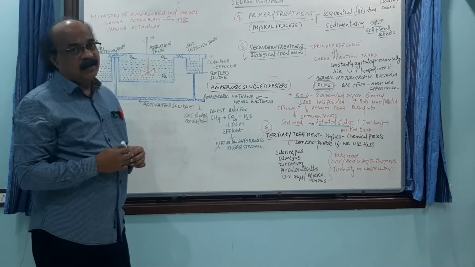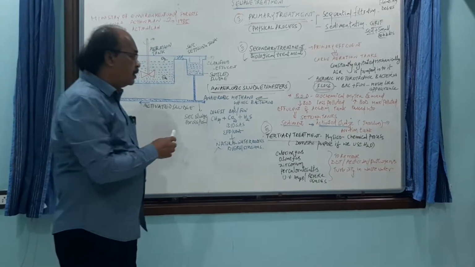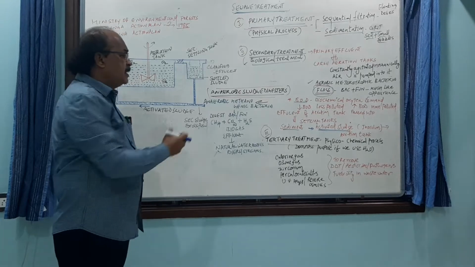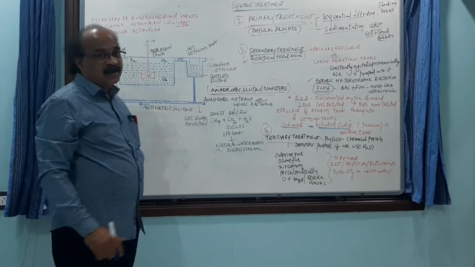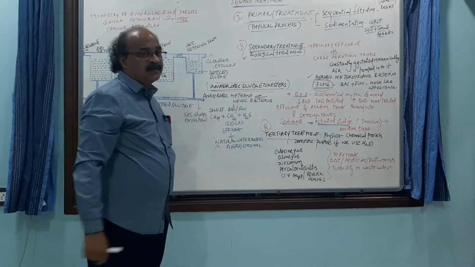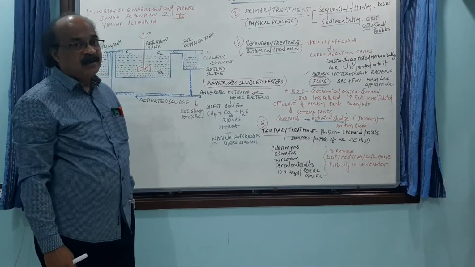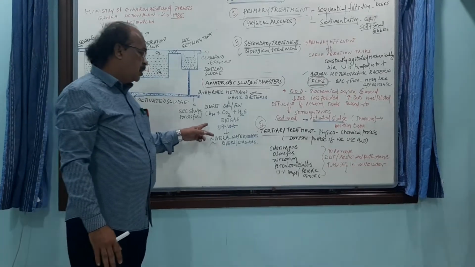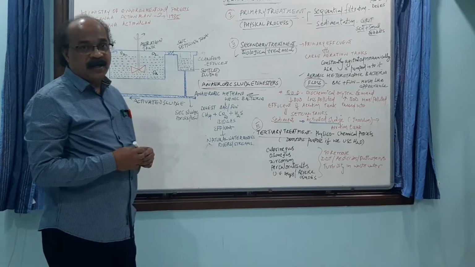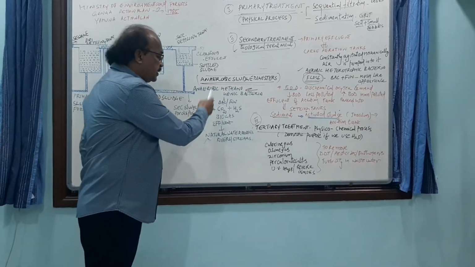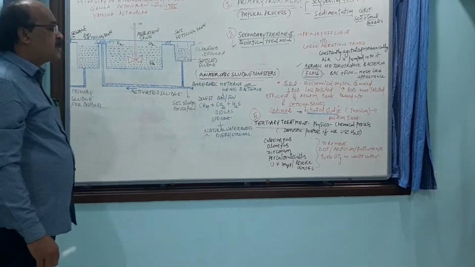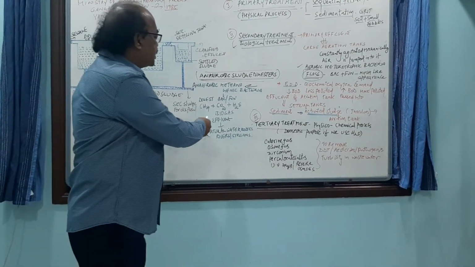Methanogenic bacteria, as you know, are anaerobic. When we treat the sludge in anaerobic sludge digesters with these methanogenic bacteria, we get biogas. Biogas is a combination of methane, carbon dioxide and H2S. So we are getting that biogas from the natural waste materials.